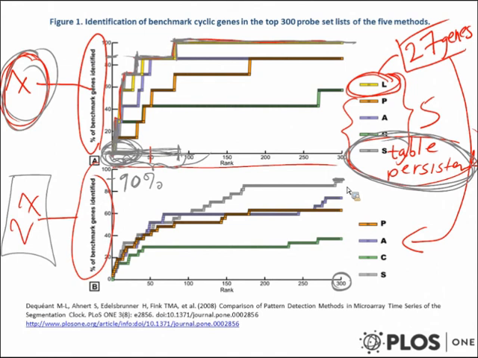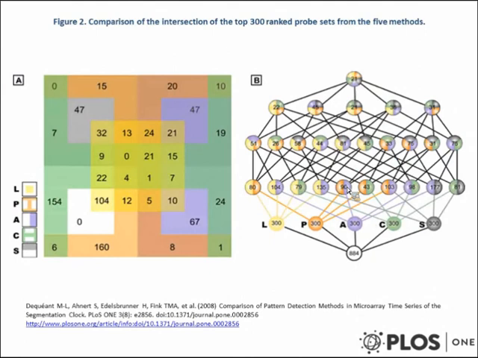Questions on this slide? On the last slide, these methods do find additional genes. So we do find more potential genes that might be periodic with the same two-hour period. Let's take a look at the graph on the right first. So we ranked the top 300 genes using the L method. Remember, it's the S method that we like. That is our stable persistence.